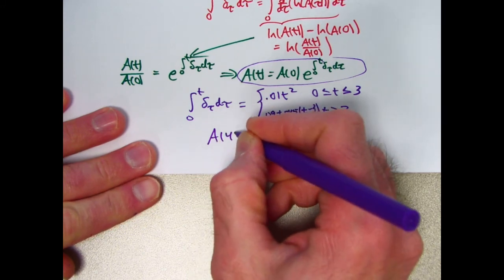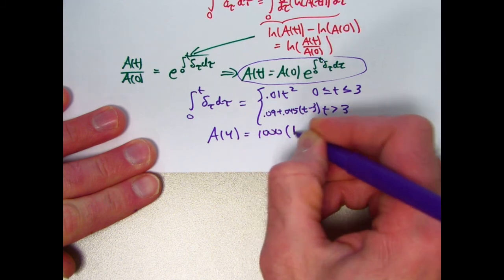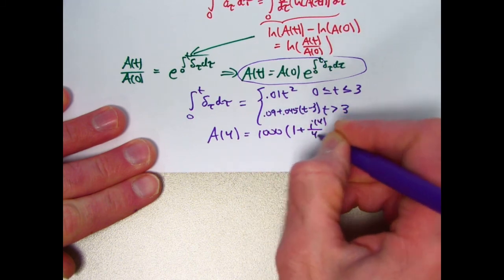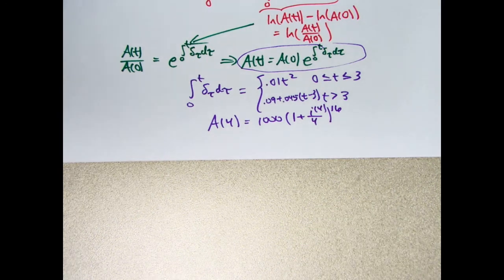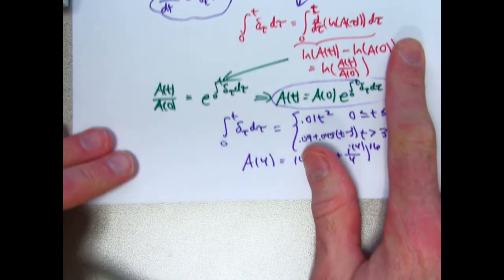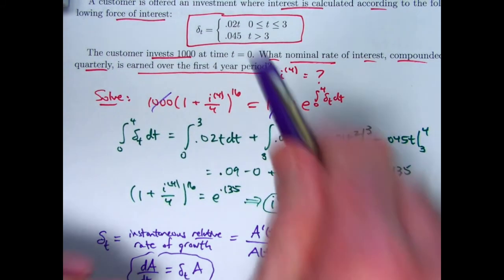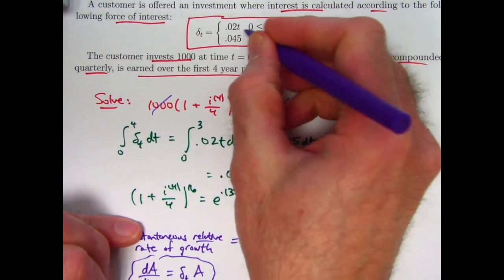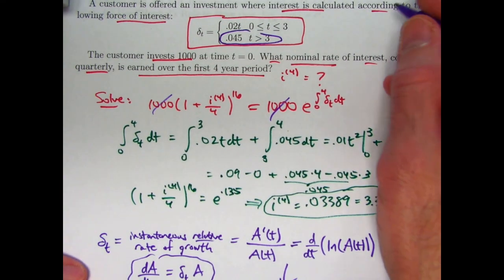You can ultimately find what A of 4 is and set it equal, once again, to 1,000 times 1 plus I4 over 4 to the 16th power to solve for I4. But I wanted to introduce you to the idea of a force of interest here as well. Let me also say that in this case, let's come back up to the original force of interest. When the force of interest is constant, in the second case here, 0.045, that is actually exactly exponential growth.